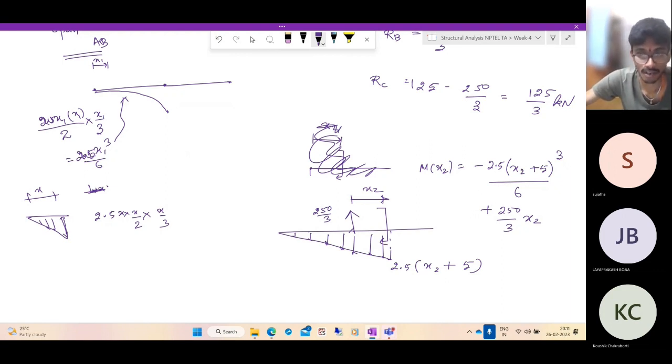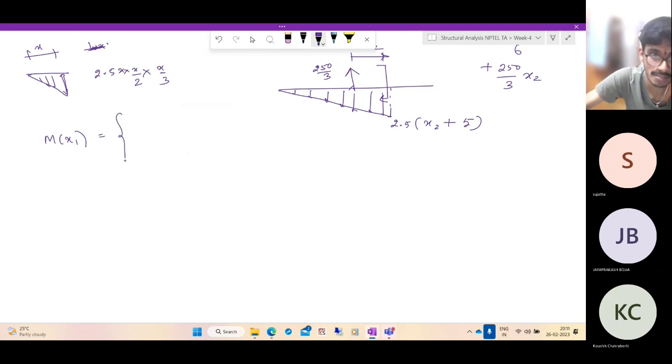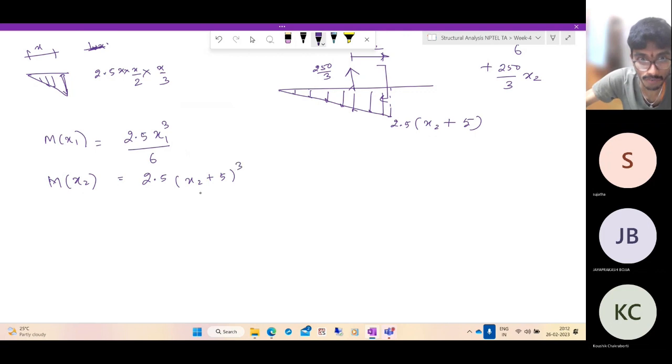Simple. So the real bending moment, how do you get it? You're having it in two parts. M of x1 in span 1 is 2.5 x cube by 6. And in span 2 it is minus 2.5 into x2 plus 5 the whole cube by 6, plus 250 x2 by 3. So this is the real bending moment.